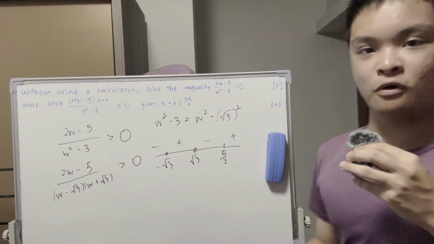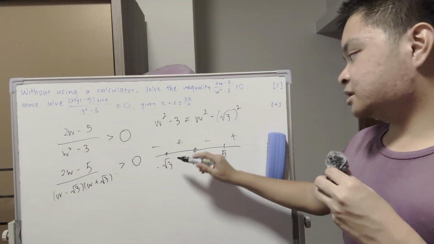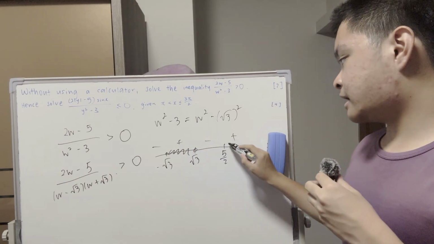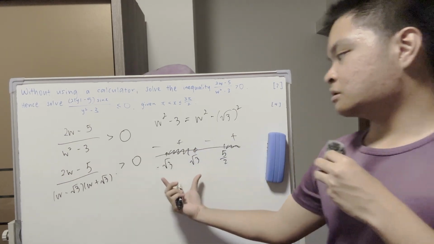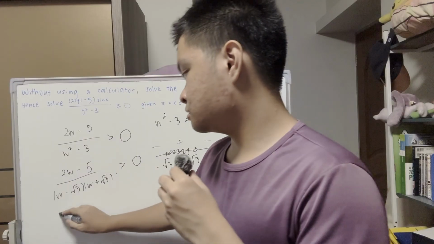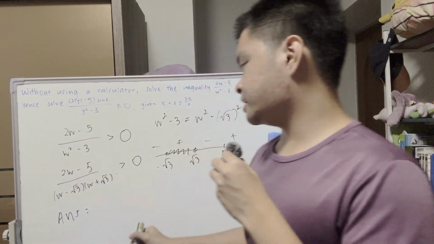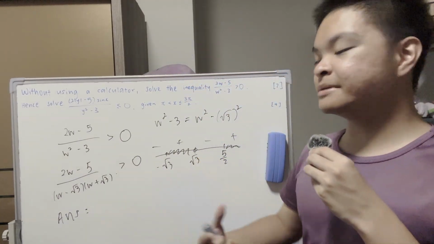Which means I'm looking for when it's positive. So actually, I'm looking for this region and this region. So my answer will be that w is, first of all, in between here and here.